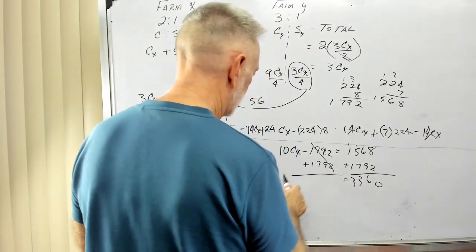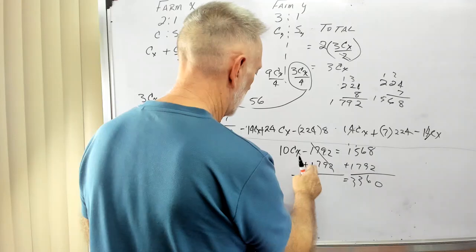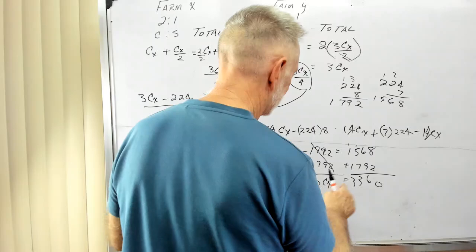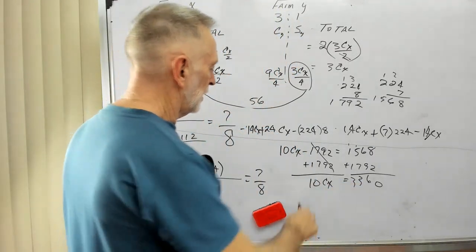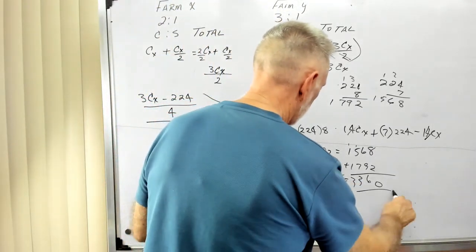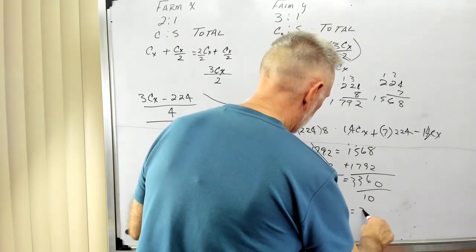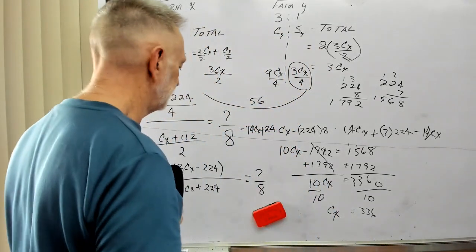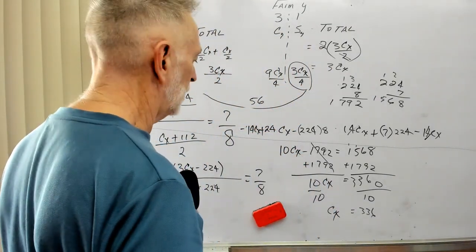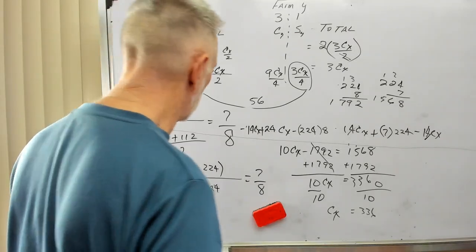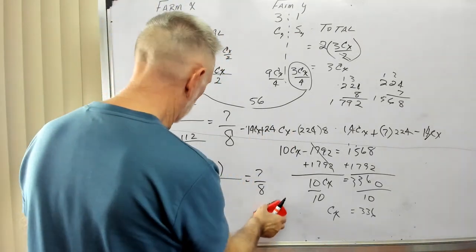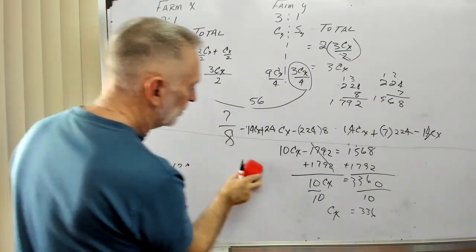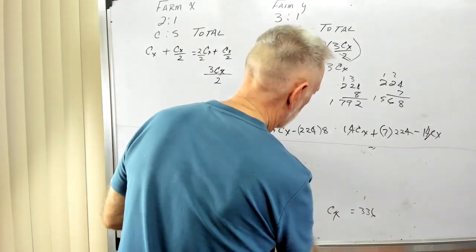And if we take 1792, a negative and a positive, add those together, that cancels. So I have 10 cows on x equals 3360. Divide both sides by 10. That equals 336 cows on x. Wow, 336 cows on x. All right, I'm going to clear out a spot here. So cows on x is 336.